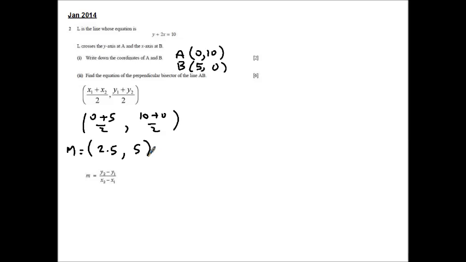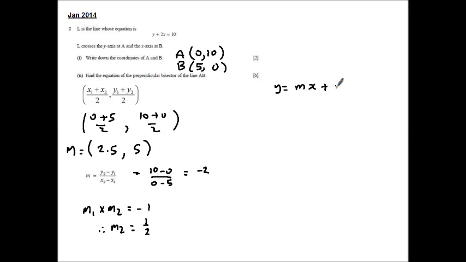Okay, the next thing was establishing the gradient of the line AB. So using the y1 minus y2 over x1 minus x2, I can do rise over run and work out the gradient. It comes out to be 10 divided by minus 5, which is minus 2. Now, I need to work out the gradient of the line perpendicular. So using the connector m1 times m2 equals minus 1, I can see that the gradient of the line perpendicular must be a half.